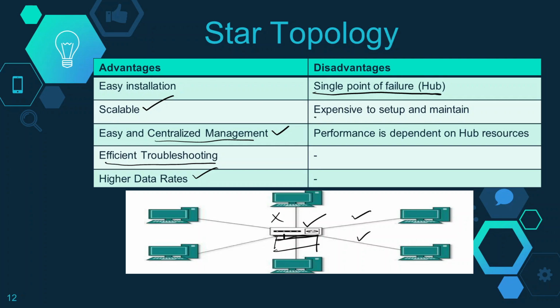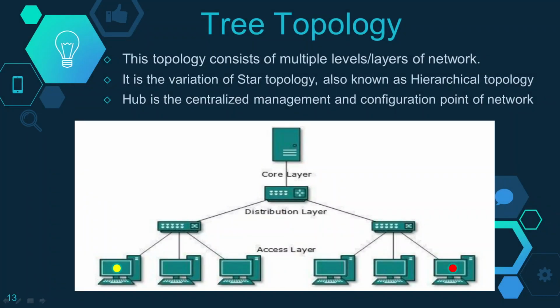Another disadvantage is that it is expensive to set up and maintain. It is expensive because of this central device. In the bus and the ring topology, we did not have this central device, so they were cheaper and less expensive to set up, while the star topology is expensive to set up because of the central device. Again, the performance depends upon this central device. If the performance of this device is low, then the performance of the whole network will be low.